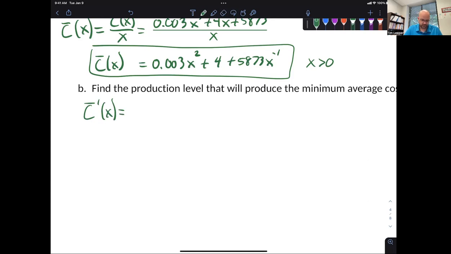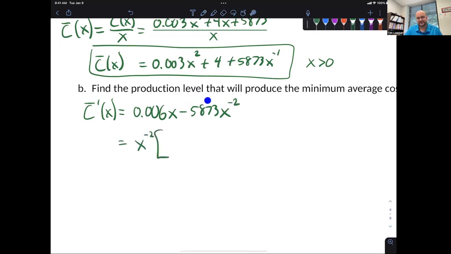So 2 times 0.003 is 0.006, and then x to the first power. The 4 goes away, and negative 1 times anything is the opposite sign, so minus 5873 x to the negative 1 minus 1, which is negative 2. Good. Now there is a negative exponent here, so I'm going to factor out an x to the negative 2. Divide both of those terms by x to the negative 2, which means multiply by x squared. That gives me 0.006 x cubed minus 5873.